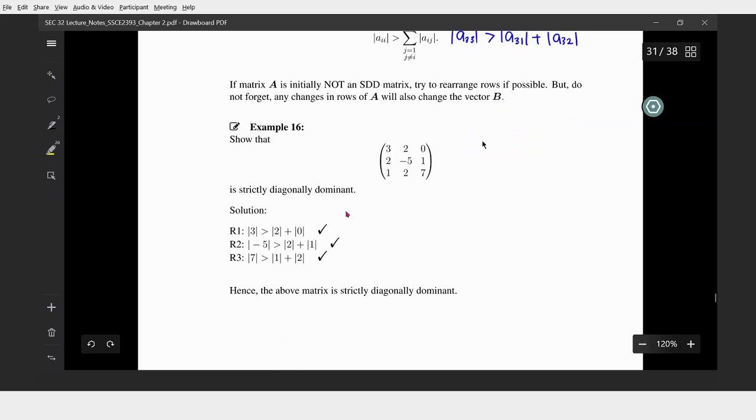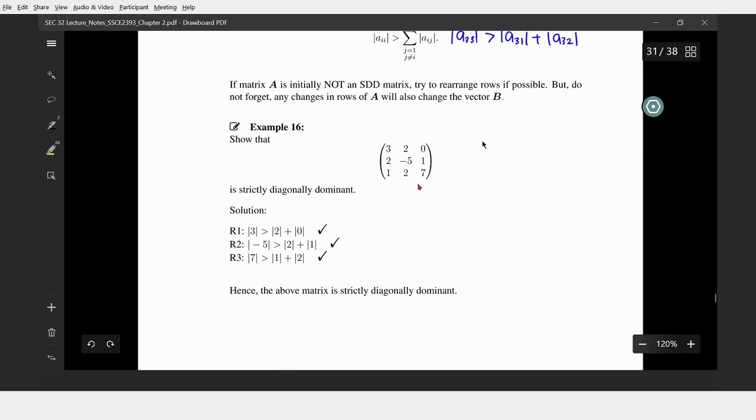So row number 2, the main diagonal element is -5. But we look for the positive value. So the positive 5 must be greater than this one, 2 plus 1. So 5 is greater than 3. So we are okay with that.